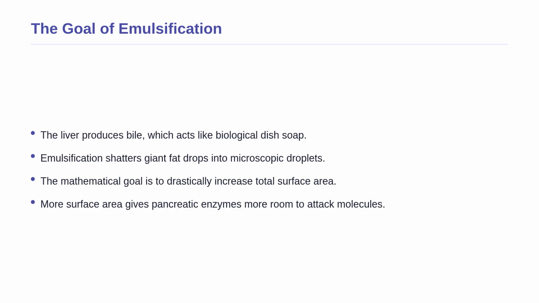Emulsification takes one giant drop of fat and shatters it into hundreds or thousands of microscopic droplets. The entire goal of this process is to drastically increase the total surface area of the fat. By creating more surface area, the digestive enzymes from the pancreas have much more room to attack and break down the molecules efficiently.